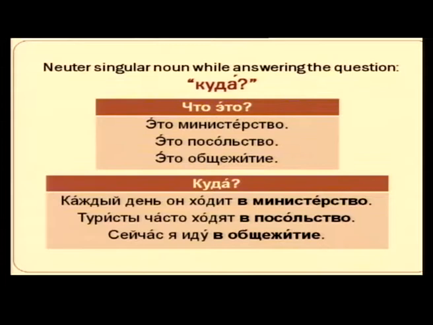Here, if you pay attention, we have used каждый, which indicates to and fro, repetitive or multiple directions. Каждый день он ходит в министерство. Every day he goes to the ministry. Туристы часто ходят в посольство. Tourists often go to the embassy. And сейчас я иду в общежитие. Right now, I am going to the hostel.